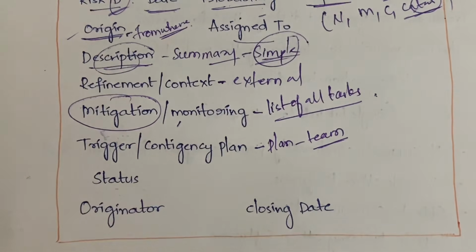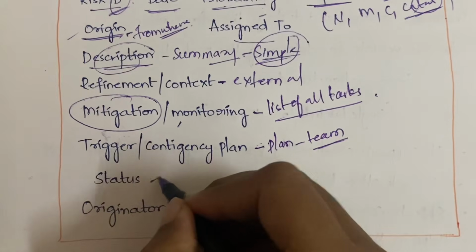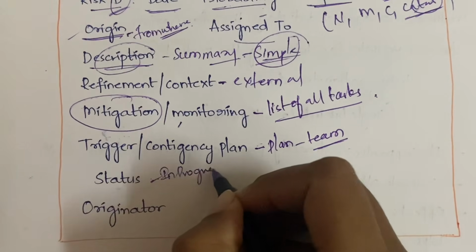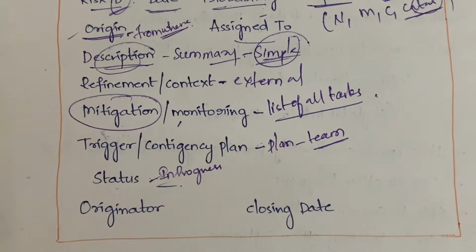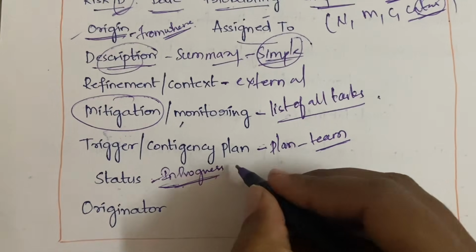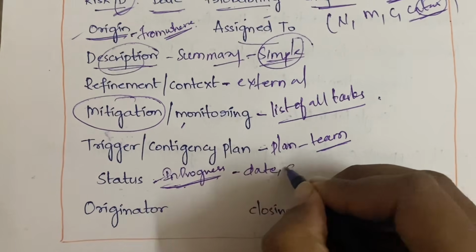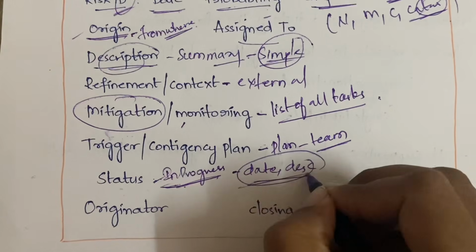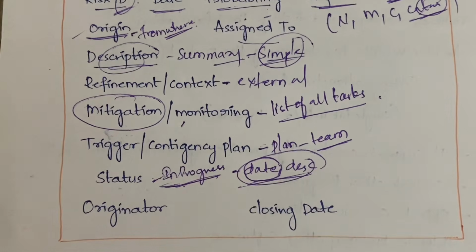Next is the status. Status is nothing but the status of the risk. So you will have different statuses, like it can be in progress, or it can be completed, or it can be insufficient data, that is insufficient summary. If the user has not mentioned the complete details about the risk, then in that case it could be insufficient data. So like that, you need to mention the status of the risk. Whenever the status of the risk is being updated, you have to also mention the date, comma, description. You need to mention both date and description, that is on which date you are updating the status, along with the status name, and what is the description, why you have changed the status, or why you have set the status to that particular state.